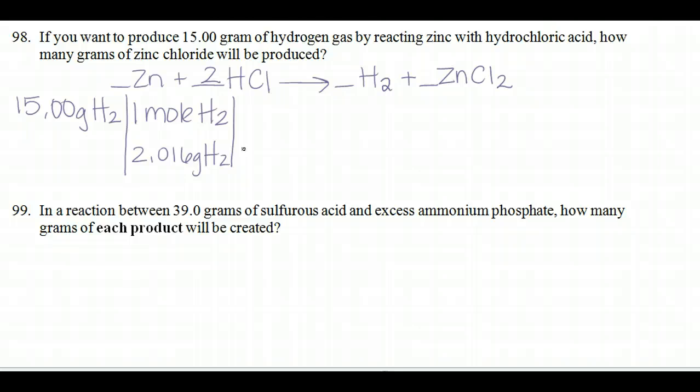Then I look back at my balanced equation, right? I'm given information about hydrogen and I am asked about the zinc chloride. Okay, so if I want to produce 15 grams of hydrogen, how many grams of zinc chloride will also be produced? Okay, so those are actually reacting in a 1-to-1 ratio. Even though it's 1-to-1, we still need to include it in our work.